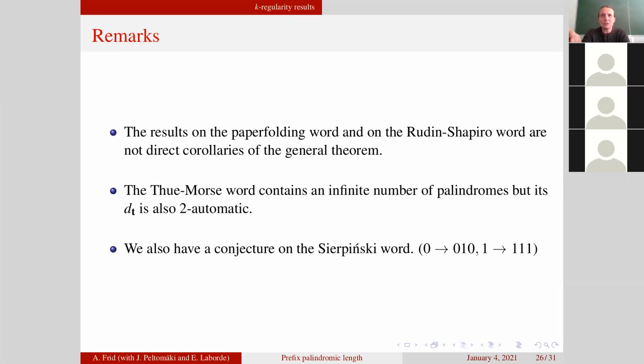And also, in fact, Enzo Laborde found a morphism which describes the prefix palindromic length of the Sierpinski word. It is the fixed point of this. And he found the morphism which describes the first differences of the prefix palindromic length. I'm sure that it works, but strictly speaking, we do not have a proof of it. Well, maybe it could be a beginning of another paper if somebody proves it and maybe manages to work with yet another family of morphisms, which will be nice.